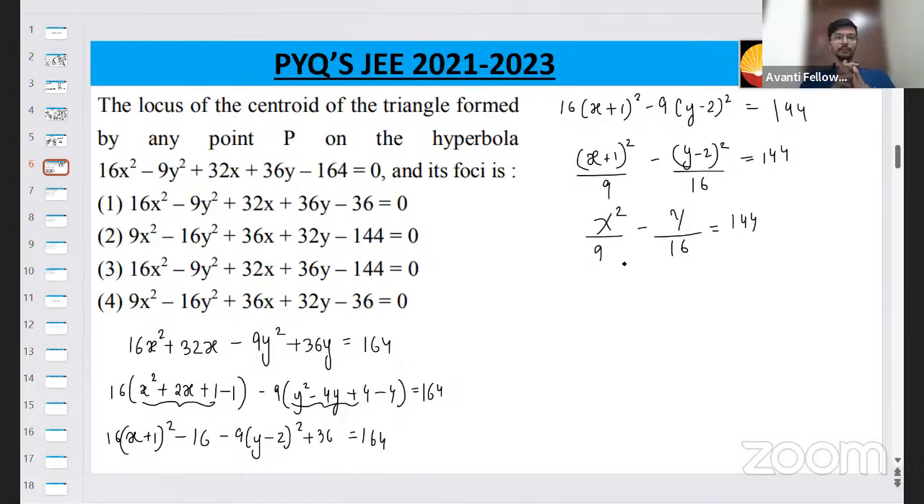Now, what do we do here? Y square. Now see, here we now need to find the foci.